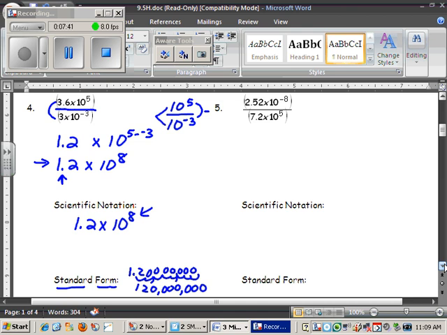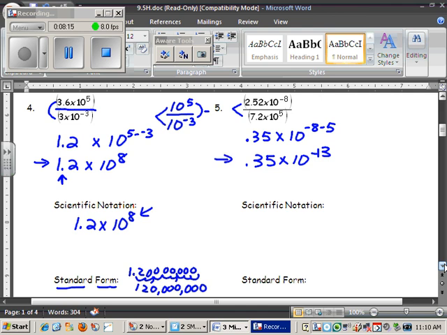Let's take a look at number 5. Number 5 you will do in the same way. You will divide 2.52 divided by 7.2. When you divide these numbers, you will end up with 0.35. And just like number 4, you want to subtract the exponents, which would be negative 8 minus 5. So we have 0.35 times 10 to the negative 13.